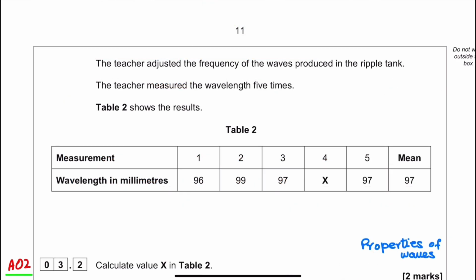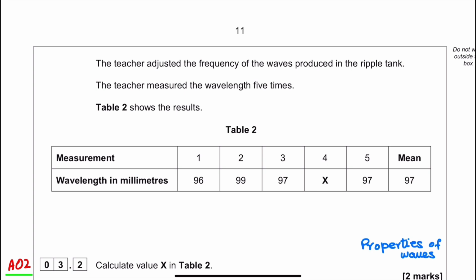The teacher adjusted the frequency of the waves produced in the ripple tank. The teacher measured the wavelength of 5 waves. Table number 2 shows the results. You can see the number of the wavelengths 1, 2, 3, 4, and 5, and the wavelengths in millimeter are given here, 96, 99, 97. The unknown value is x, 97, and the mean value is 97.